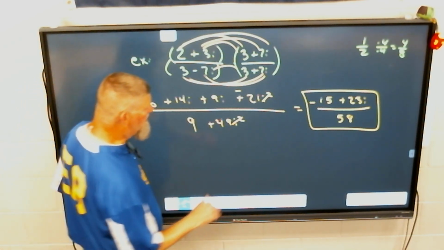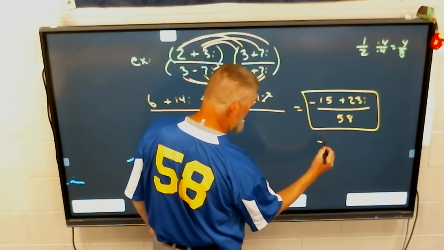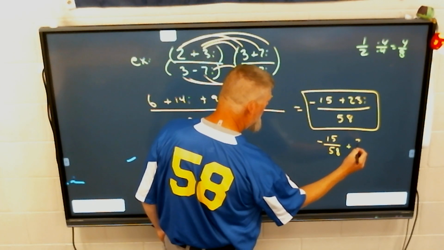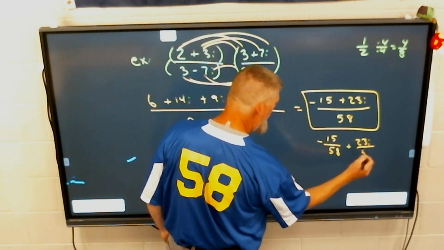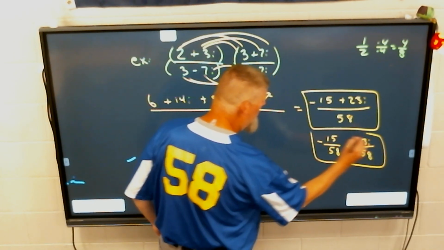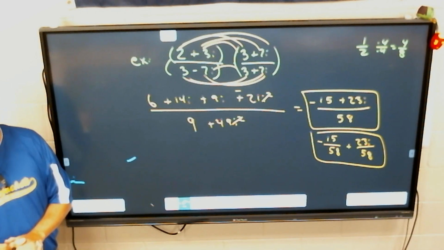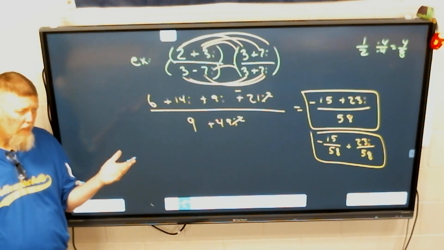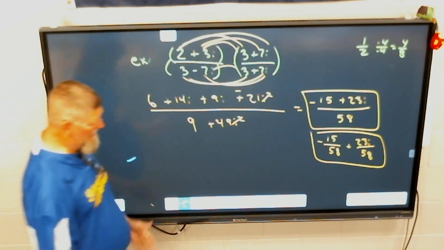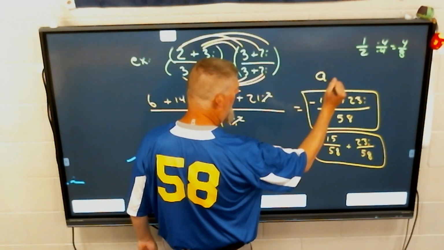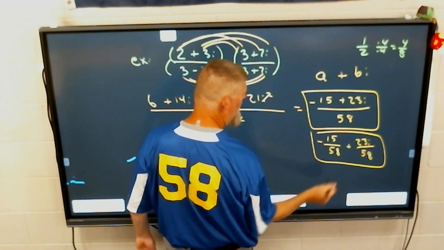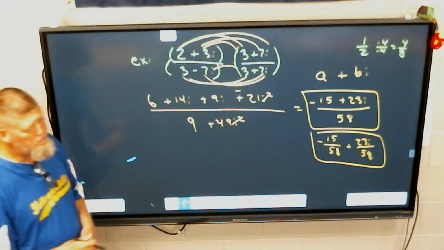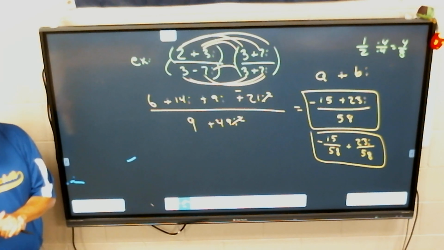Okay? What they're going to do is they're going to split this up. They're going to make it negative 15 over 58 plus 23i over 58. And they may want you to write it like that. That's just strange. Okay. Well, actually, this is probably more mathematically accurate because we wanted the form a plus bi. So we know that this is a and this is b. So probably more accurate, but either way is fine with me.